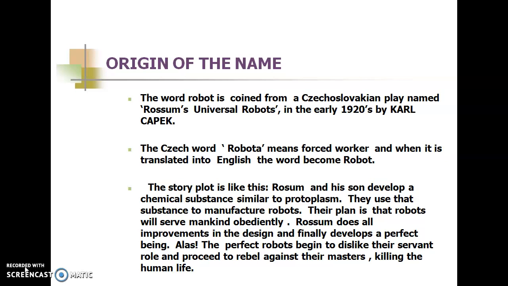In that, he used the word robota. It is a Czechoslovakian word, a Czech word, robota. The word robota means forced worker. Rossum and his son wanted this forced worker, but what happened is, finally they became the masters over the human beings. So this word robota means forced worker, and when it is translated to English, it becomes the word robot. So the word robot comes from the Czechoslovakian word robota. Robota means forced worker.